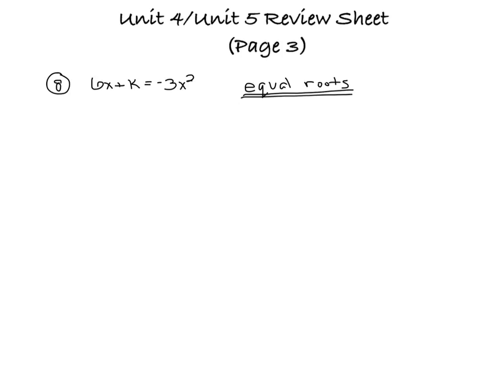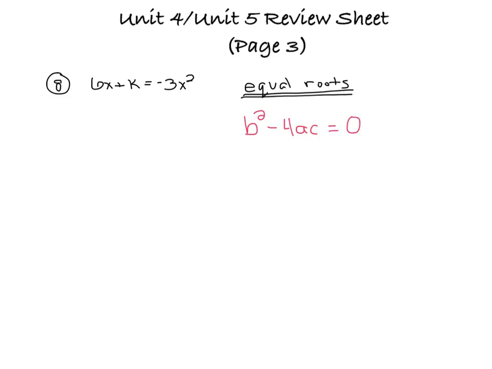Number 8 asks us to find all values of k such that the equation has equal roots. Now, we know if the equation is going to have equal roots, the discriminant, which is b squared minus 4ac, is going to be equal to 0.